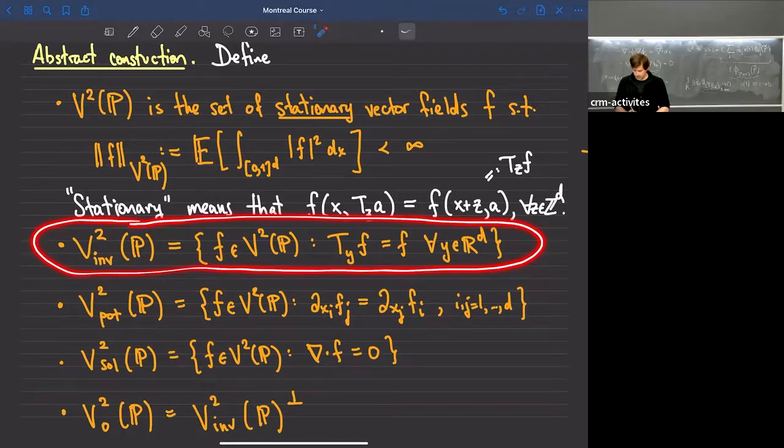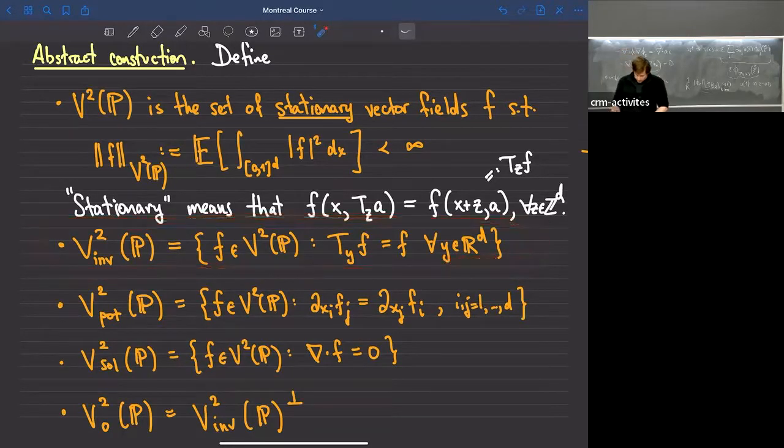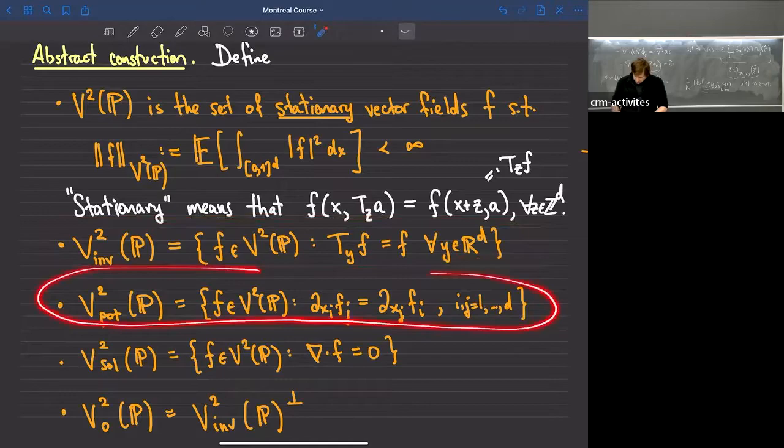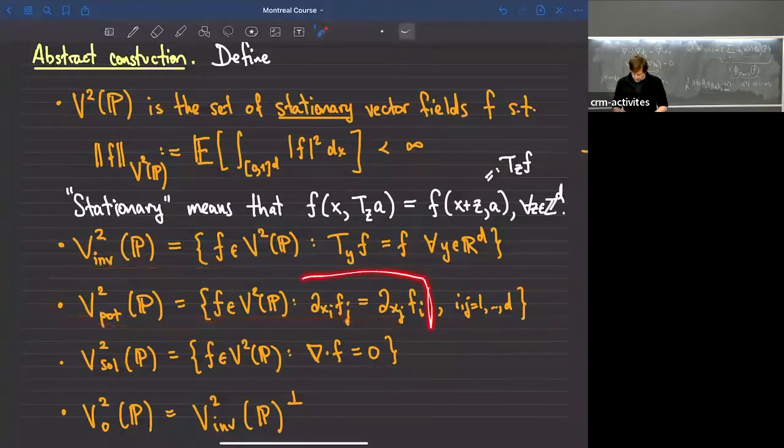Okay, so they're constant in space, and here the y really is over all of R^d, because now I want this to be something which is constant in space. This one, V2 subscript pot, is the subspace of potential fields. If you have a vector field in here, then it's going to be the gradient of something. So it'll be like the gradient of phi.